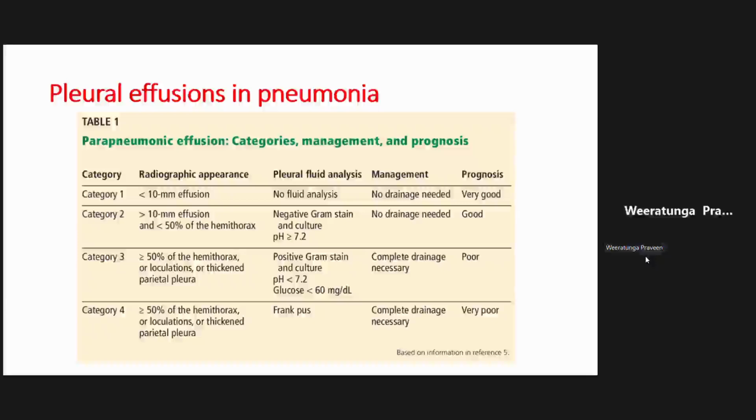Sometimes you can get frank pus also. That is pus. And also if you stain them and culture them, their Gram stain will be positive, right? So that is how you recognize an empyema.